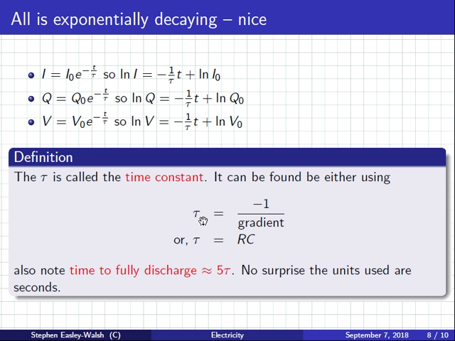Tau, the time constant, is also equal to RC. You have two formulas. It's just a formula. I haven't tried to prove it. R is resistance, C is capacitance.